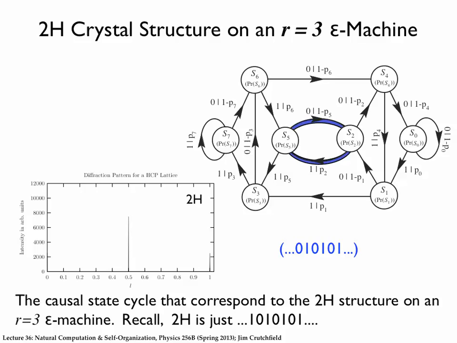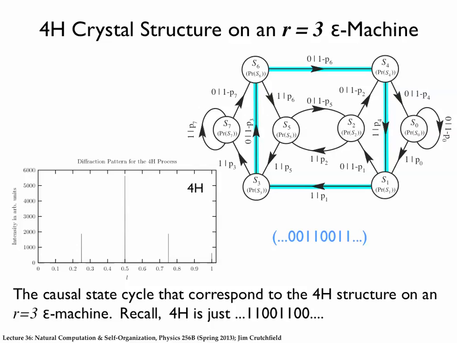Here is 4H, and again, this is the only place that 4H lives on this epsilon machine. In order to get 4H, you have to follow this cyan path, and if you do that repeatedly, you will generate the 4H structure. It looks like this when you do the experiment, and in notation, it's just 1 1 0, 0 0 1 1. So we can just go through and catalog all the possibilities.